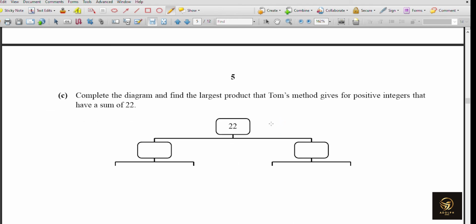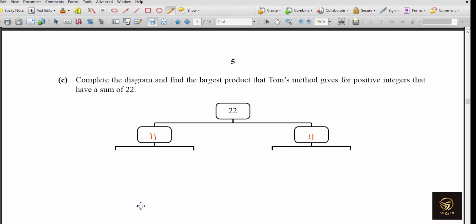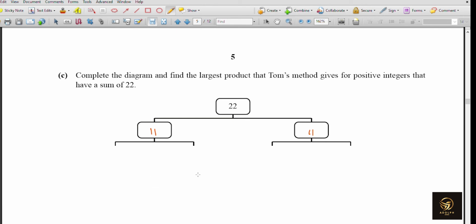Let's go to the next one. Complete the diagram and find the largest product that Tom's method gives for positive integers that have sum of 22. 22, we know that it's going to be 11 and 11. So let's fill one side so that the same will be getting in the next side. So 11 is an odd number, so we'll be getting 5 and 6 here.